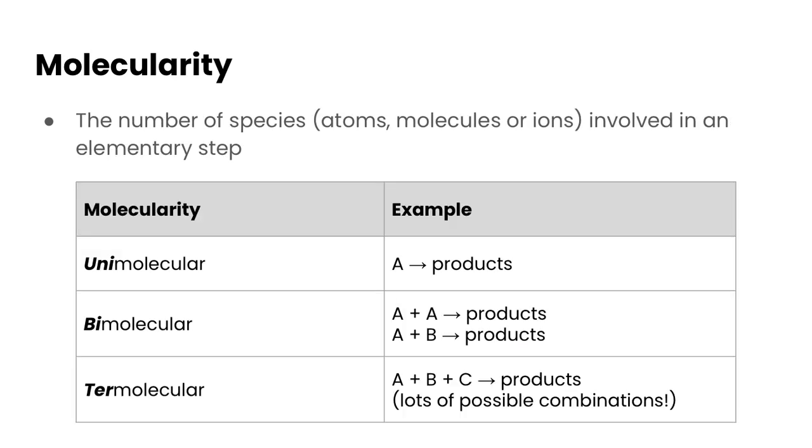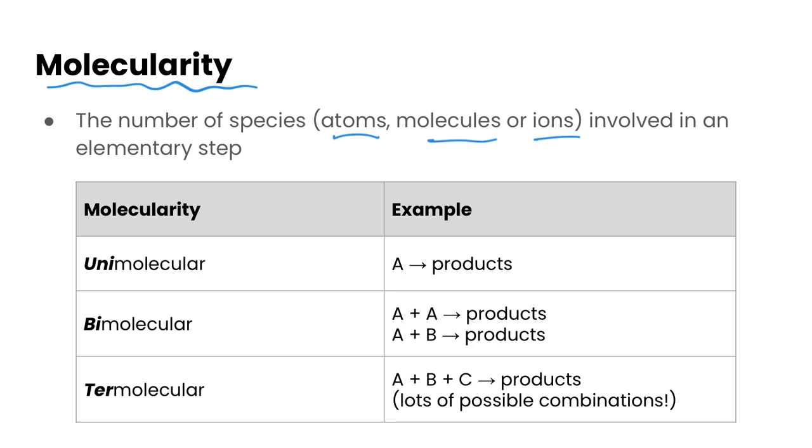So I mentioned elementary steps. Elementary steps are basically each of the different steps that happens in a reaction mechanism. The last one I showed you had 3 elementary steps, and it's going to depend on the reaction how many elementary steps we have. We can define these elementary steps through a term called molecularity. Essentially, this is the number of species, so it could be atoms, molecules, or ions, that are involved in the elementary step.